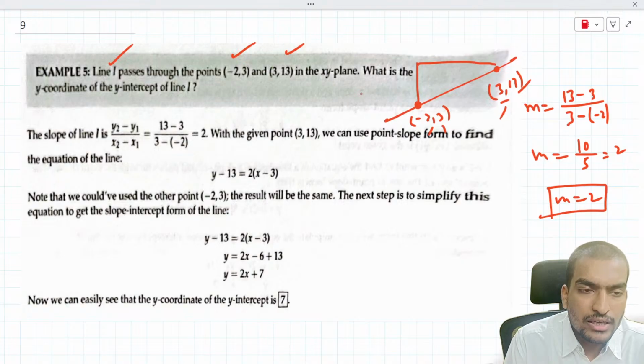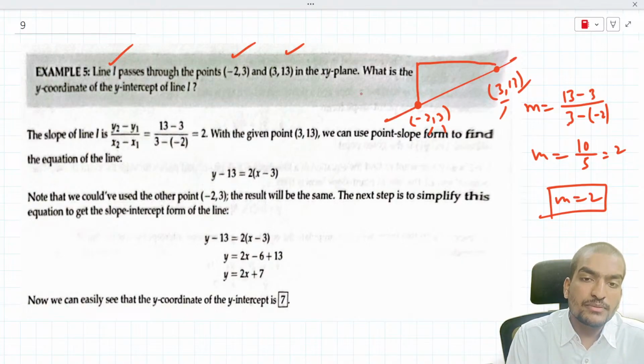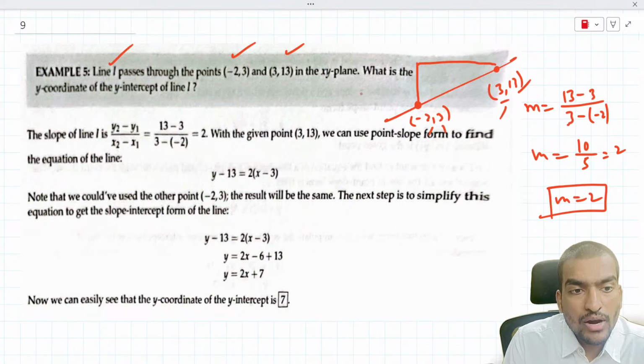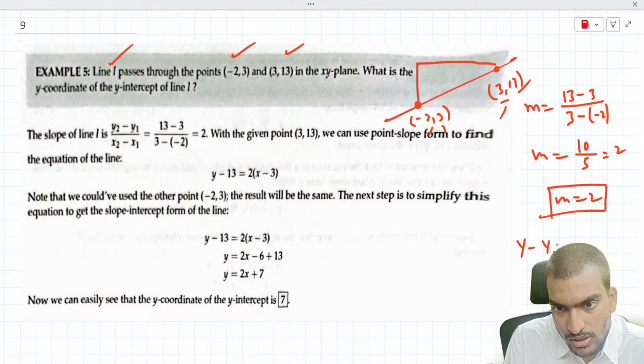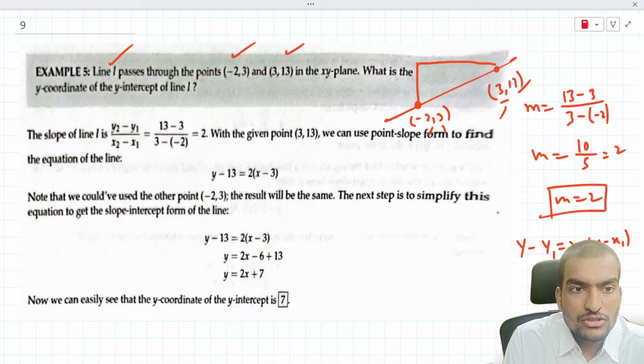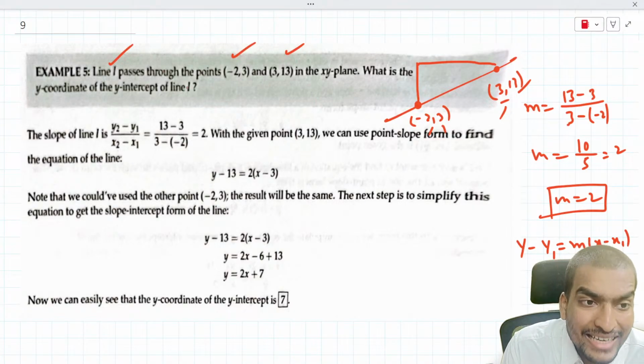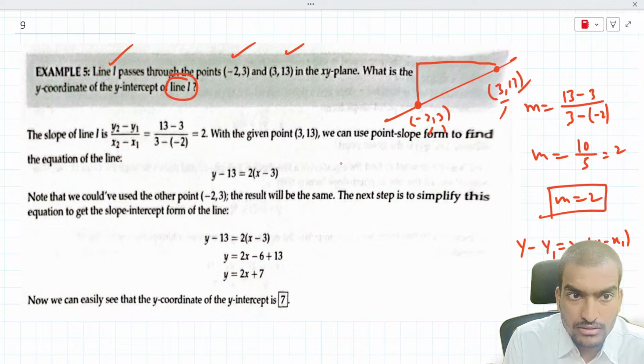And what do we need? What is the y coordinate of the y intercept of the line? We need the y intercept of the line. So what do we do here? We use point slope form. What is point slope form? y minus y1 equals m into x minus x1. They are asking us to get the equation of the line.